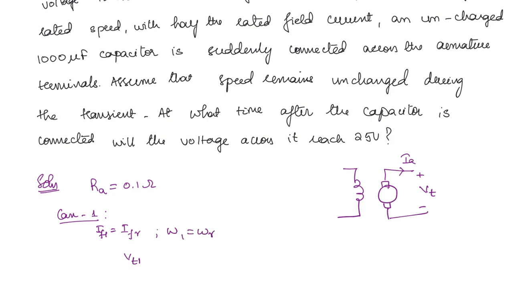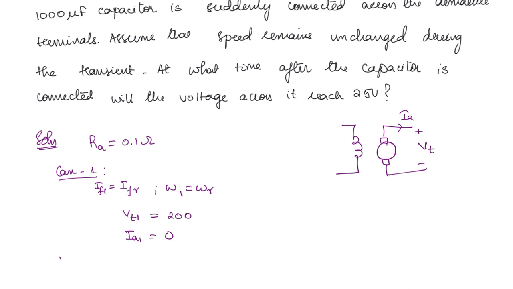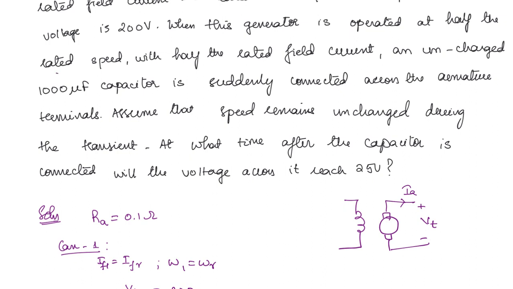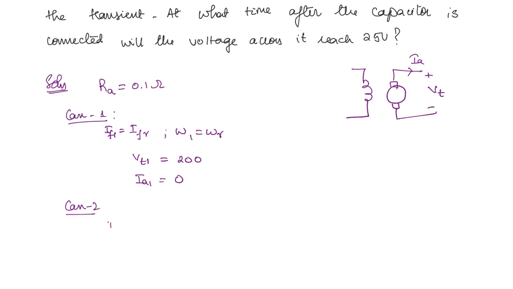And the terminal voltage is given as 200 volt, and since it is given open circuit voltage, this means that the armature current will be 0, right? Next, in case 2, what is happening? The speed is half the rated speed, and the field current is half the rated field current. So IF2 is equal to IFR/2, and the speed is omega r by 2.